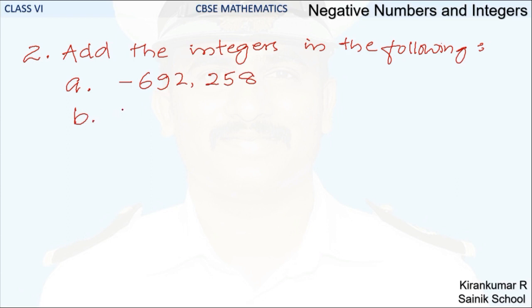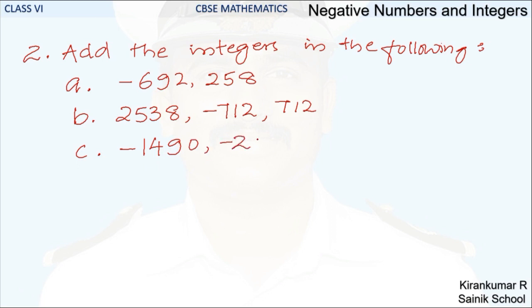Next, 2538 added to minus 712 added to positive 712. Third one, 1490 added to negative 2370. Fourth one, minus 501 added to minus 3619, that is added to minus 270.